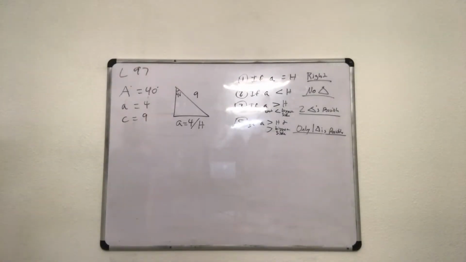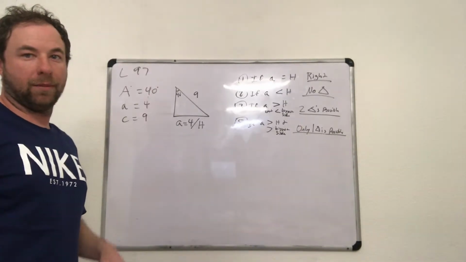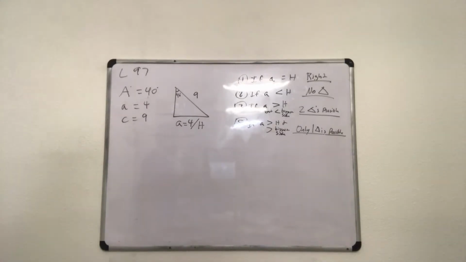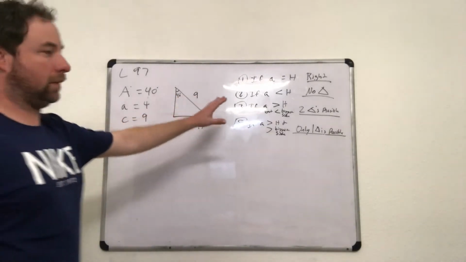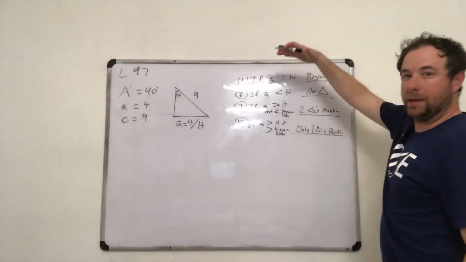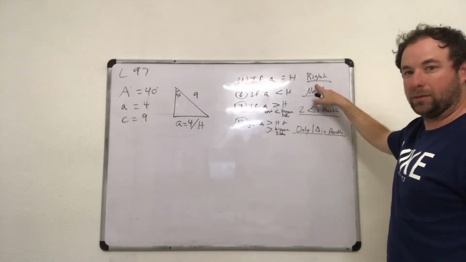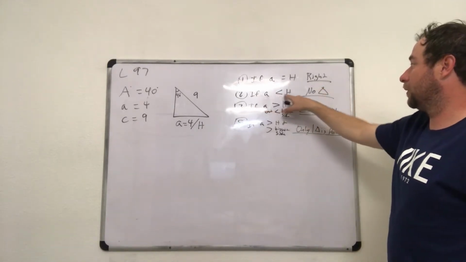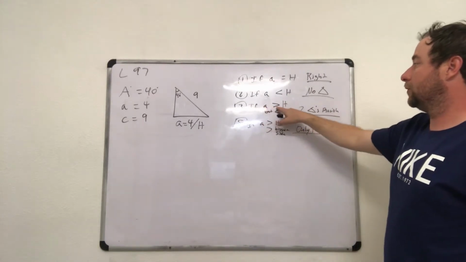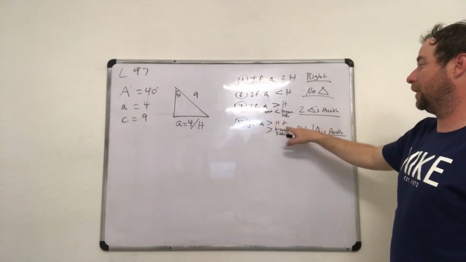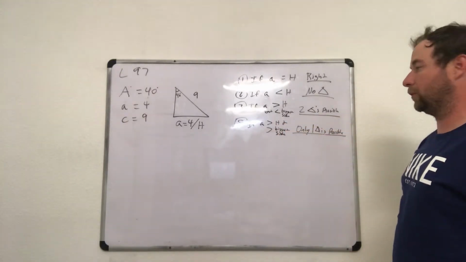In lesson 97, we're going to look at what is called the ambiguous case. It just basically means we're going to do quite a bit of thinking as we go through this. So we're going to look at different things. If A equals H, then we have a right triangle. If A is less than H, we have no triangle. If A is greater than H but less than the biggest side, we have two triangles possible. If A is greater than H and greater than the biggest side, only one triangle is possible.